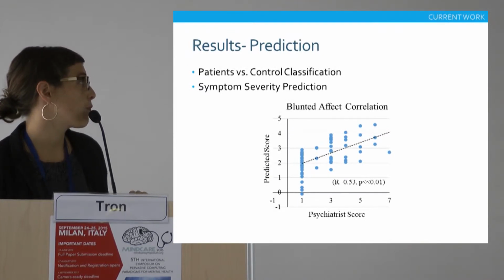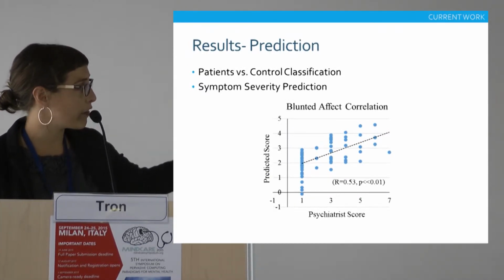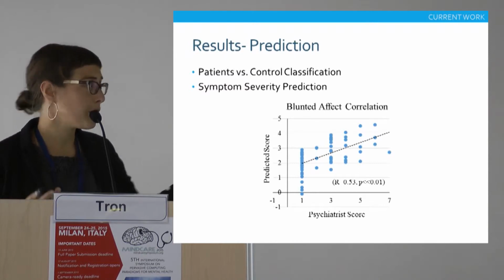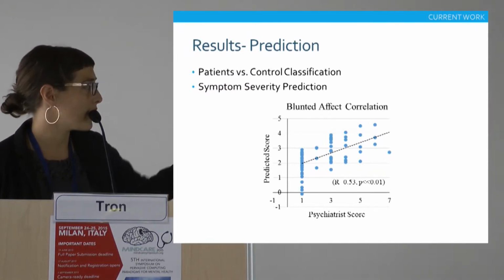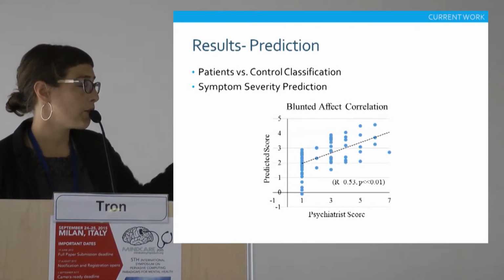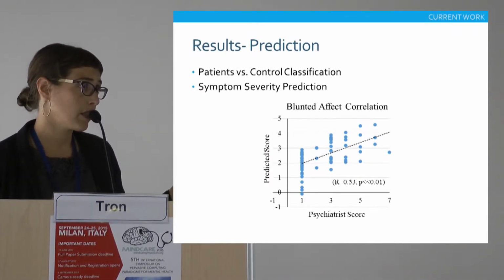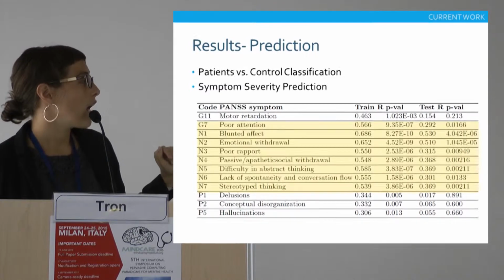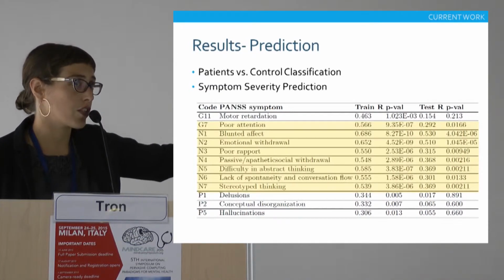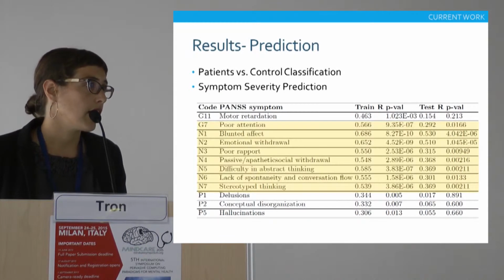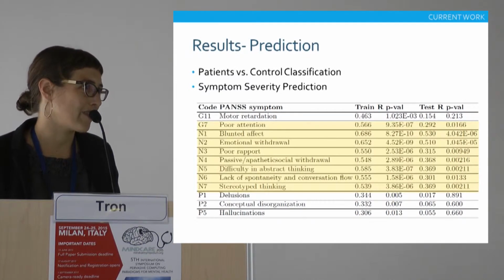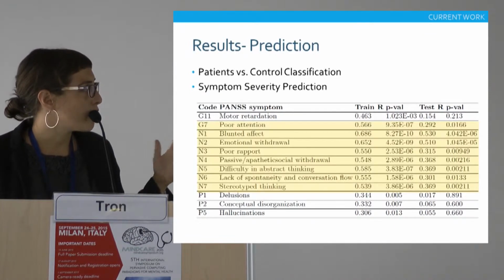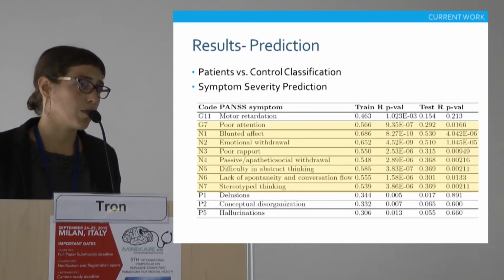As for symptom severity, here the y-axis is the prediction given by the algorithm, and the x-axis is the score given by the psychiatrist, and we got a significant correlation. This is just the score for blunted affect, but we got similar results for all the negative symptoms, and even for one of the general symptoms, poor attention. As for the positive symptoms, there was no such correlation. This could be explained by the fact that most of our subjects were under drug effect, which usually reduces most of the positive symptoms while negative symptoms still remain.